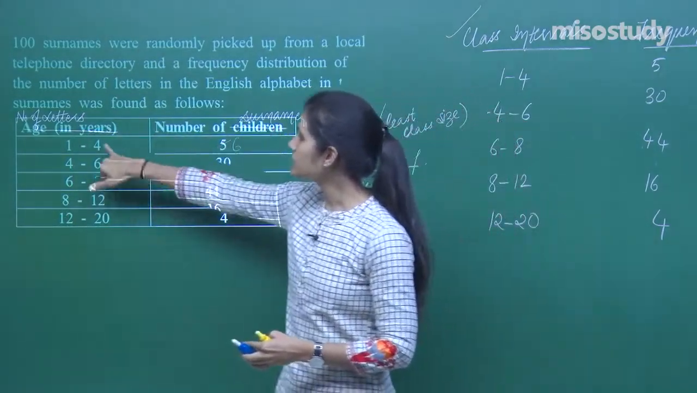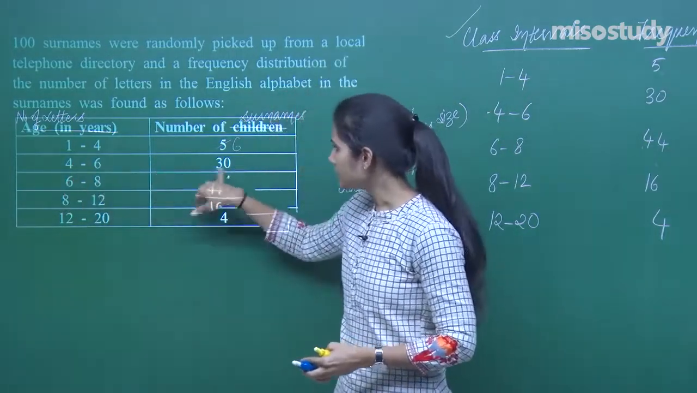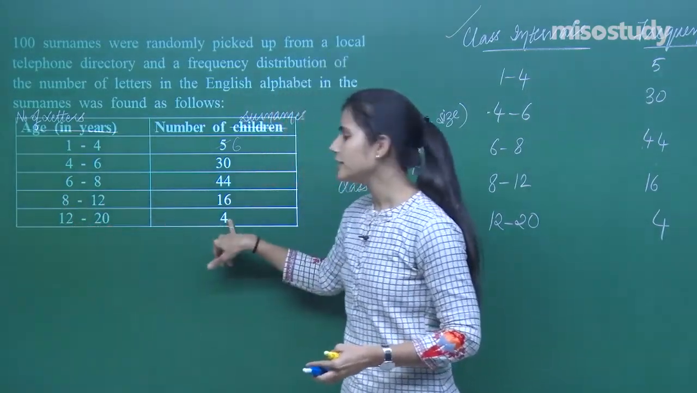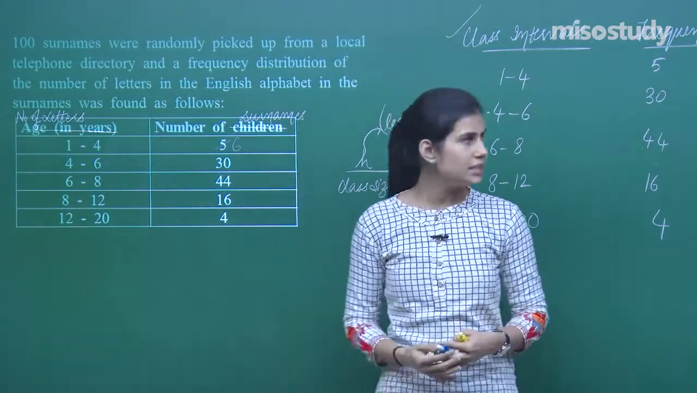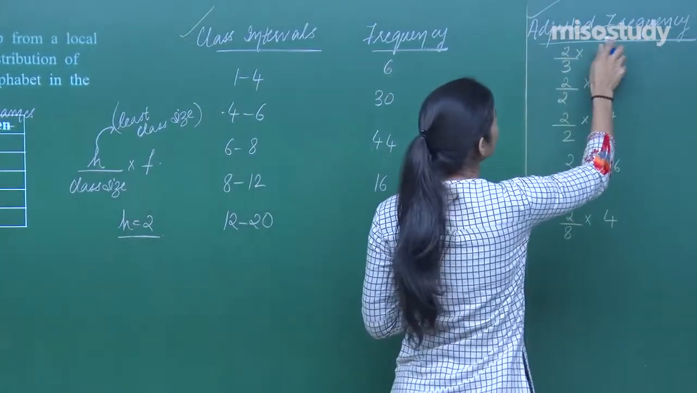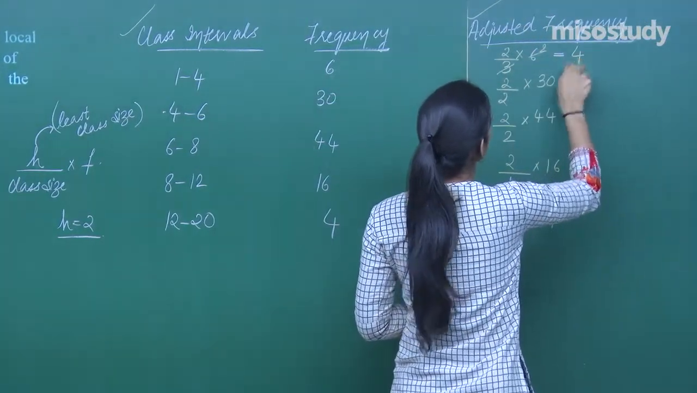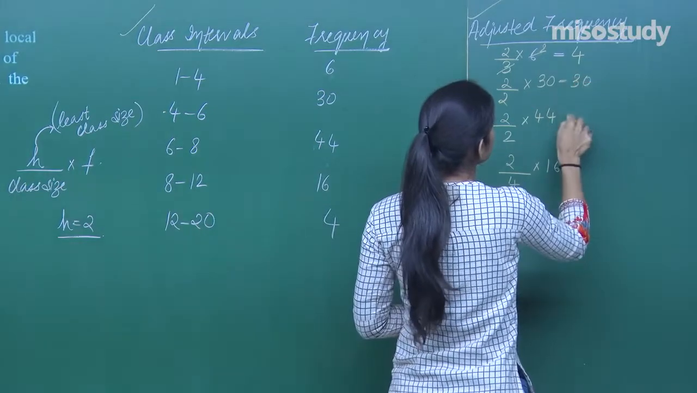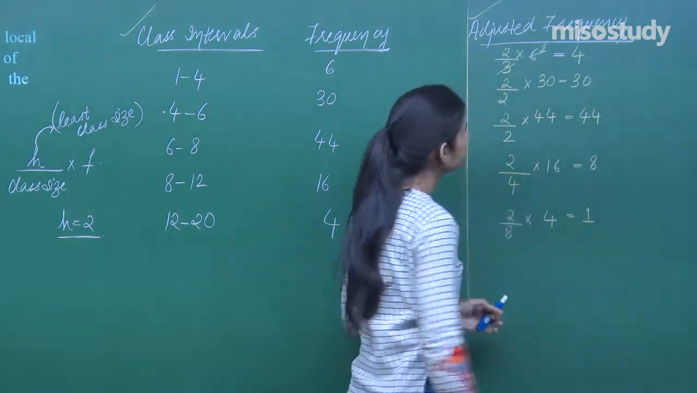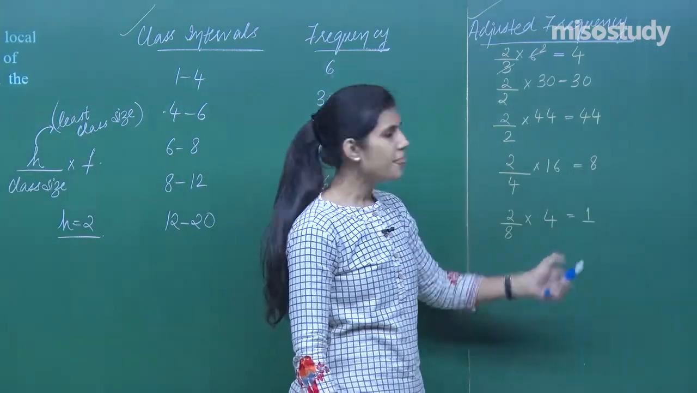That's actually the correct data. There are 6 surnames consisting of letters 1 to 4. 4 to 6 letters are there in 30 surnames, 6 to 8 letters are there in 44 surnames, 8 to 12 letters are there in 16 surnames and 12 to 20 letters are there in 4 surnames. You have to draw a histogram for that. As you are calculating the adjusted frequency, here the frequency is 6, so this will be 2 upon 3 into 6. What will be my adjusted frequency? This is 4, this is 30, this is 44, this is 8 and this is 1.